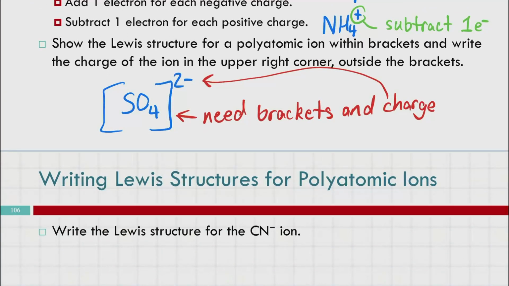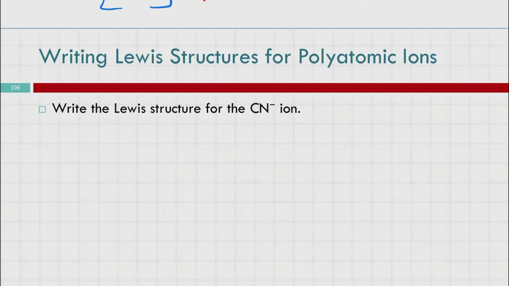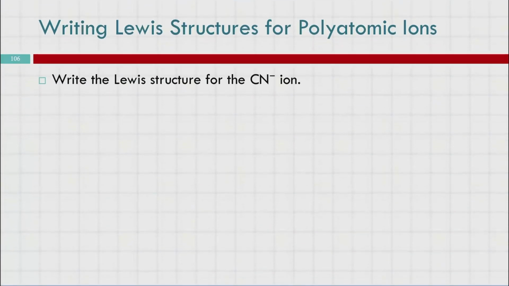Let's do an easier polyatomic ion. We want to write a Lewis structure for the cyanide CN- ion. So our first step, we want a skeletal structure. Our skeletal structure comes first.